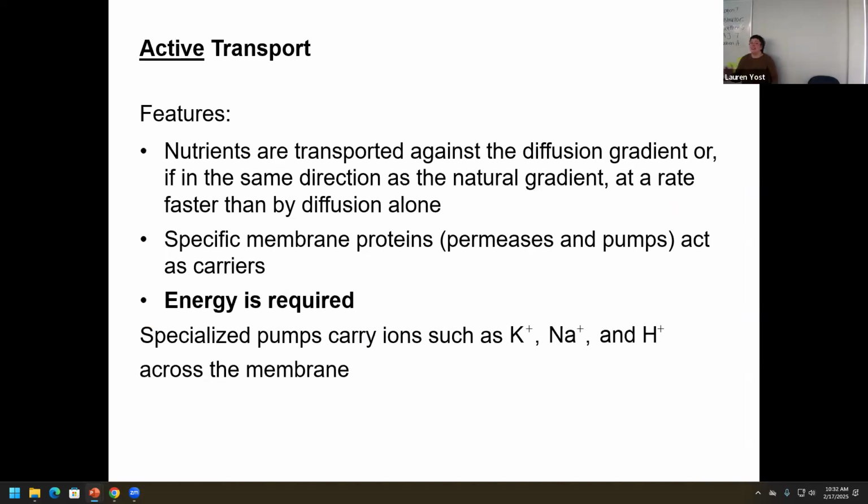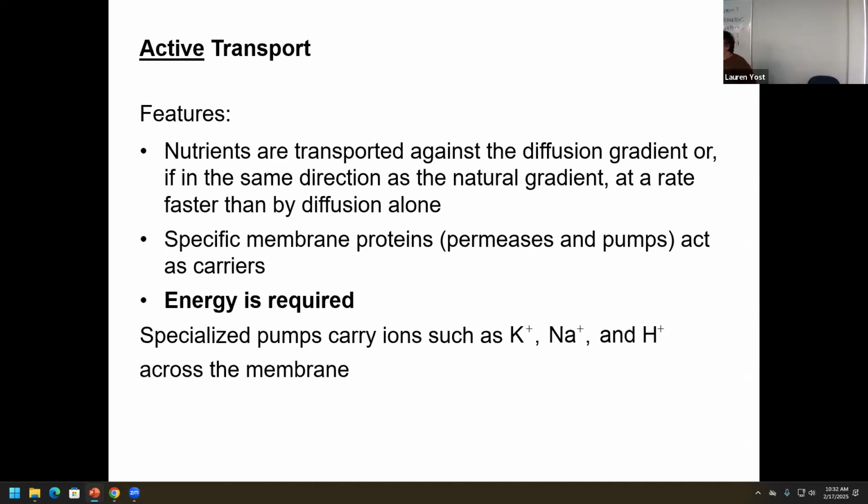So anytime you're moving anything against the gradient, or you're trying to make the movement of diffusion faster than what it naturally would be, that will require energy. So if you're ever pushing anything against the natural force of things, then you're going to need energy to make it happen. And this is active transport.